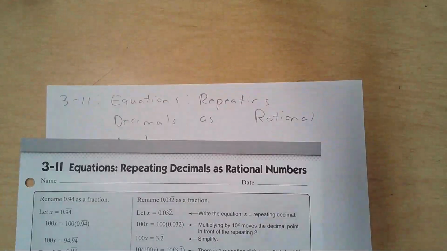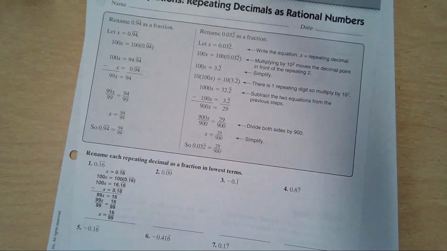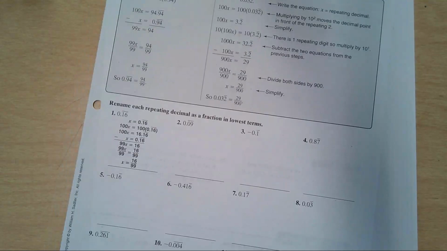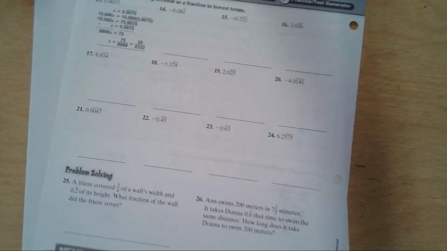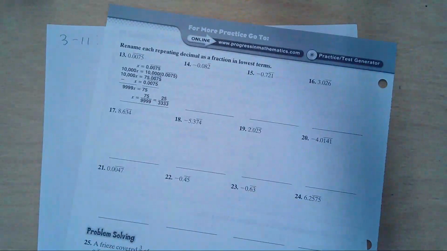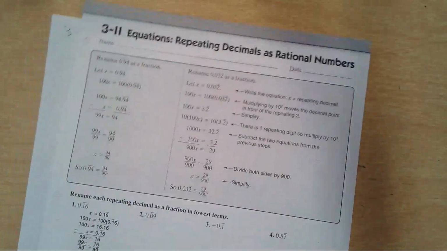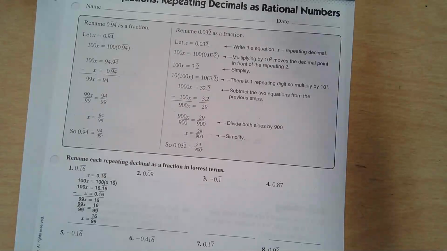All right, 311. Equations, repeating decimals, all that good stuff. So, on the positive side, there's really only one thing to do, and it is to turn all these repeating decimals into fractions. That's what we're up to here. But there's two different types of repeating decimals going on here, and we'll have to talk about each one of them, how this is going to work.